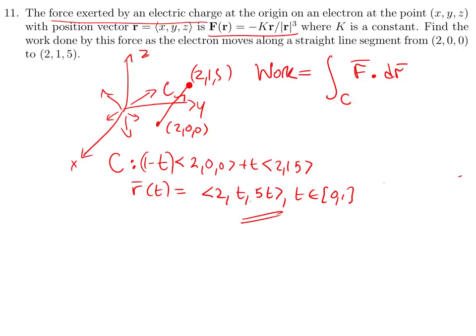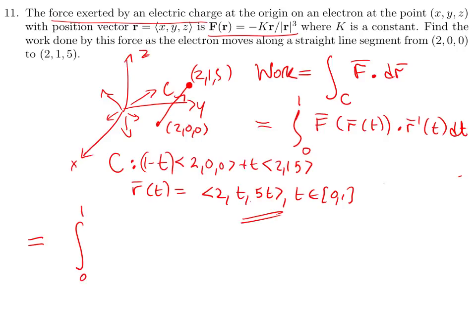And now I want to find this work, which is a line integral. So that means it's the integral from 0 to 1 of F of r of t dot r prime of t dt. I could now just start plugging things in, but let me just plug in the field for now. So the field is minus k, which is a constant that comes out front, r of t over the magnitude of r of t cubed, dot r prime of t dt.